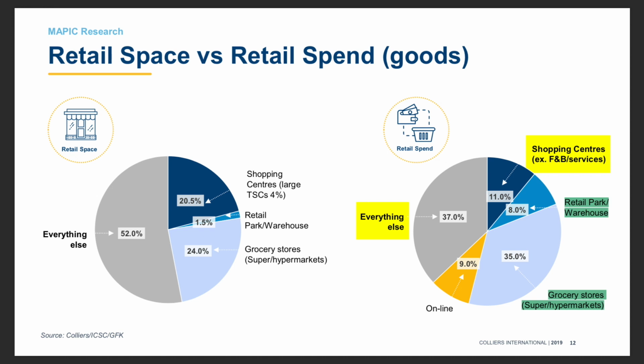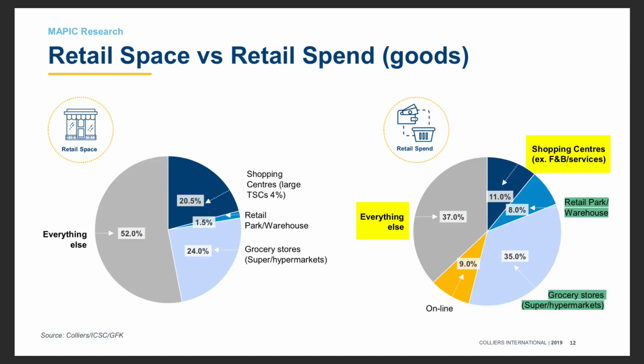Now, online is part of that, so that's taken about 9% out of the market. But 8% of spending is in retail parks and warehouses, 35% grocery stores. That's more than the amount of space that there is. So the greens represent an opportunity for growth, to me, I think, generally. Whereas the ones in yellow are going to require some pretty careful management to make them work. And it's not just about goods anymore, obviously, it's about services.